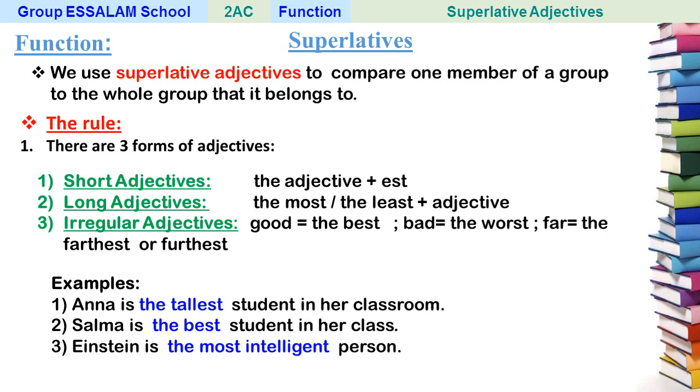Number 2, Salma is the best student in her classroom. Here we cannot say Salma is the goodest, but we should transform this adjective because it is irregular. So good becomes the best. So Salma is the best student in her class. So here I take Salma and I compare her to the whole students in her class. Then number 3, Einstein is the most intelligent person. Of course, here intelligent is a long adjective, so we should obey the rule. We say the plus most plus adjective.